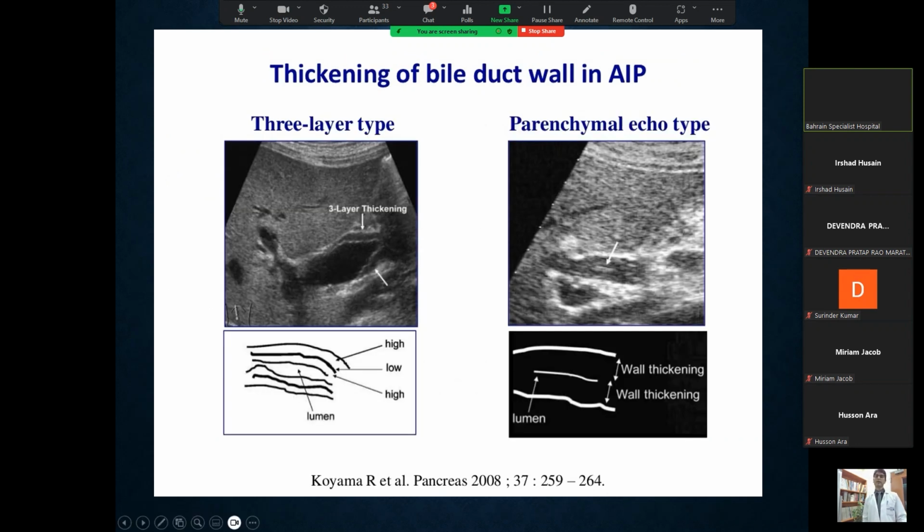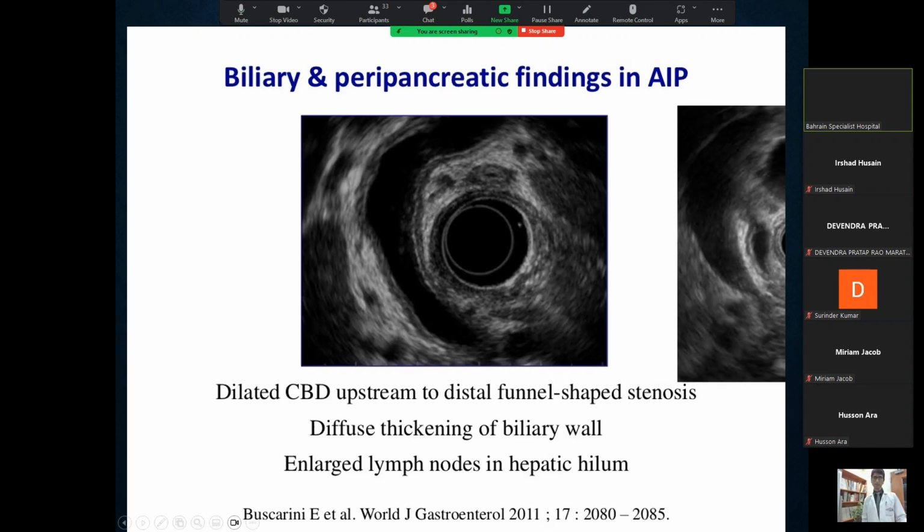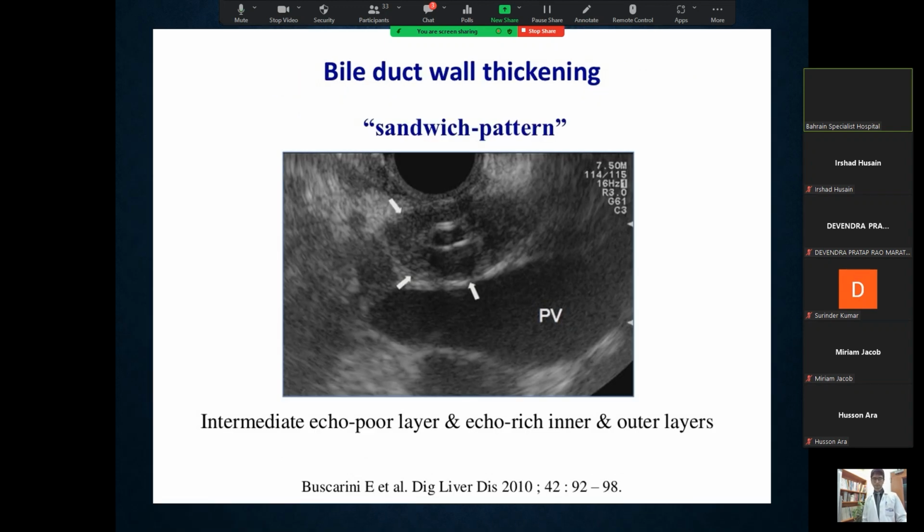These are some examples of thickening of the bile duct. If we see this wall, which is thick, usually it becomes this thick. It's typical of IgG4 thickening, but there are differentials for thickening of the bile duct, not just IgG4 related. If we see a dilated bile duct with a funnel shape, it is also more in favor of autoimmune pancreatitis or IgG4 related cholangitis. And here you can see the sandwich-like appearance of the duct.